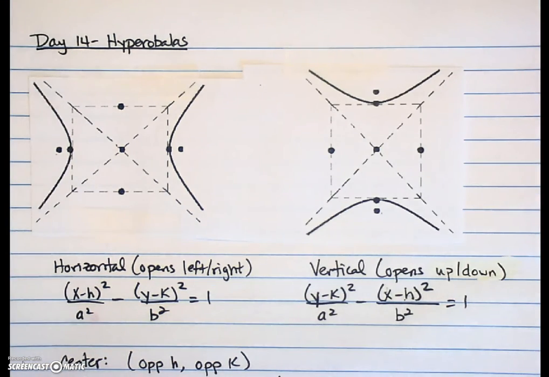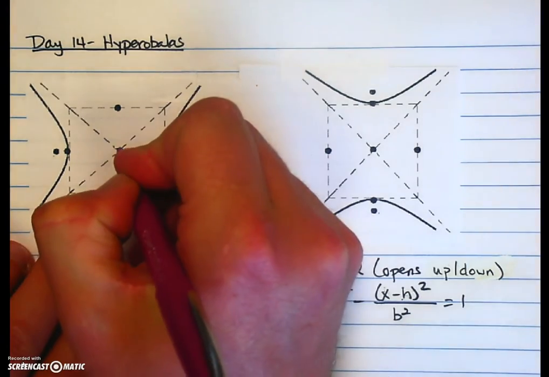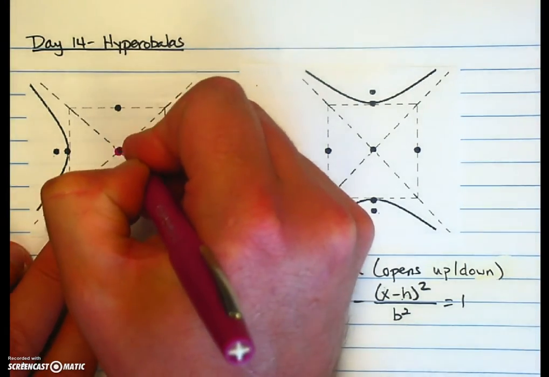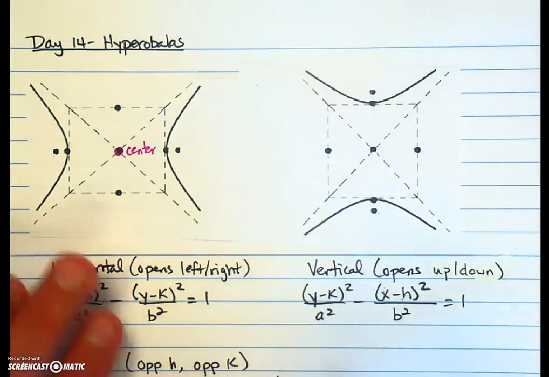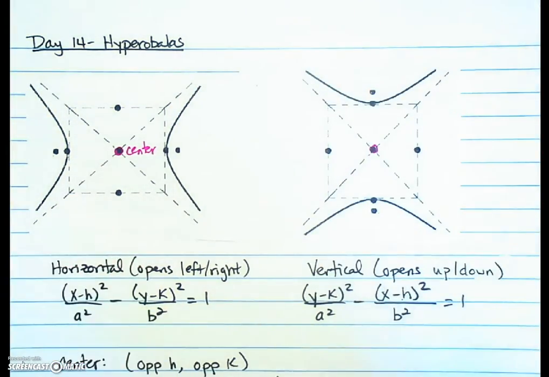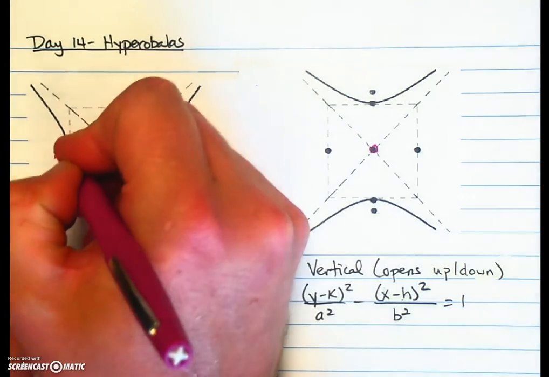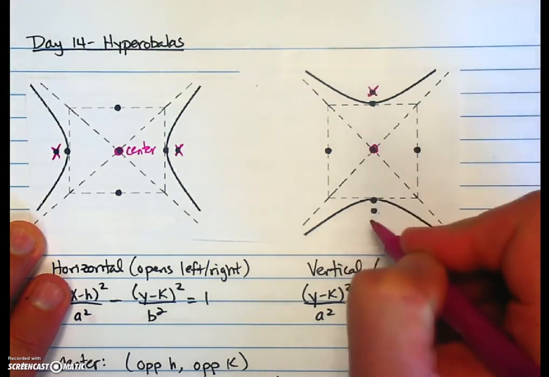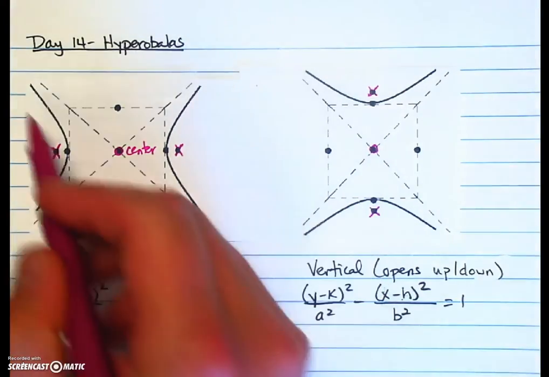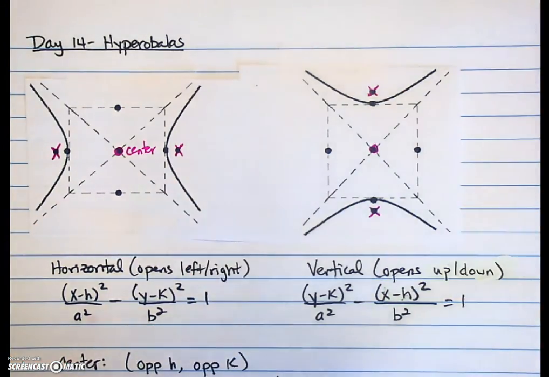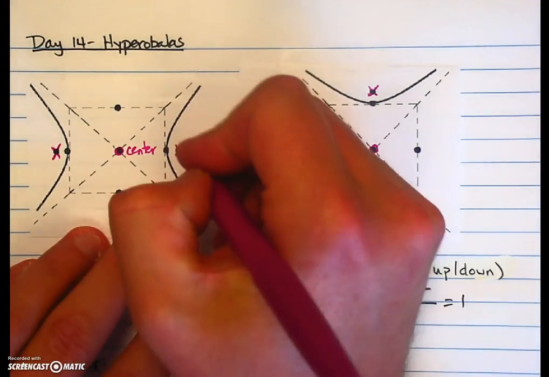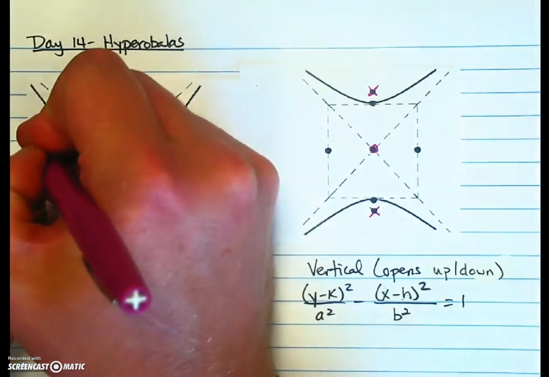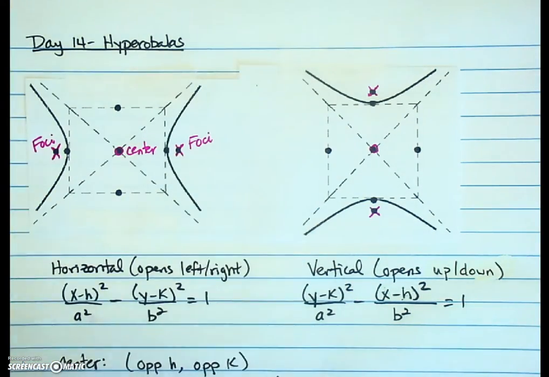Few points to notice on here. We do have right here in the middle, that is my center. That's the center on both of them. Here we do have our focal points. Notice that the focal points are very similar to what we did with parabolas. They're inside of where the parabolas open. So these are my focal points here, my foci. Let's go ahead and label those.